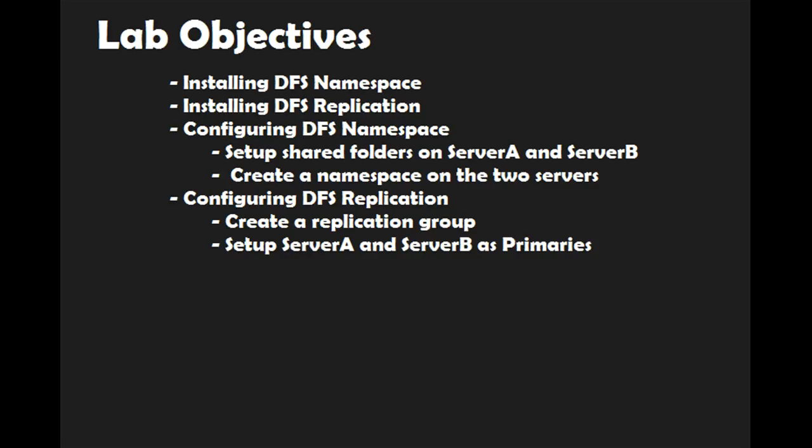Okay. Alright, and in conclusion, we installed a DFS namespace, installed the DFS replication, configured the DFS namespace, we set up shared folders on both servers, we created a namespace between the two, and we configured DFS replication with a replication group, and then we set up the servers as the primaries.